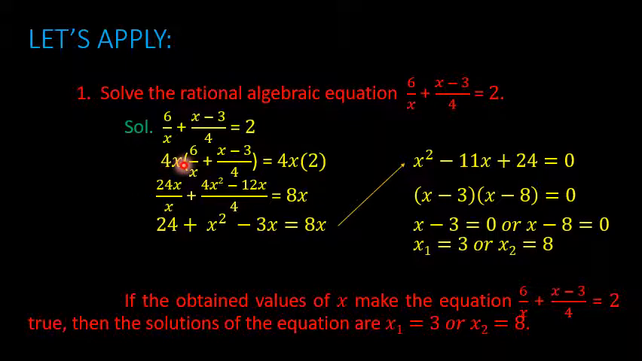So 4x times 6, 24x. Since it is over x, so 24x over x. Then 4x times x, 4x squared. 4x times negative 3, negative 12x. What is the denominator? 4. So, it is over 4. On the other side, 4x times 2, 8x.